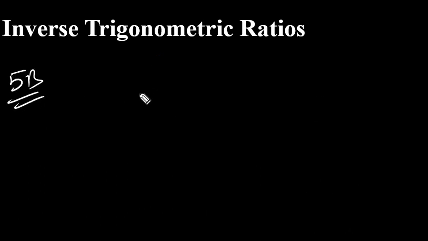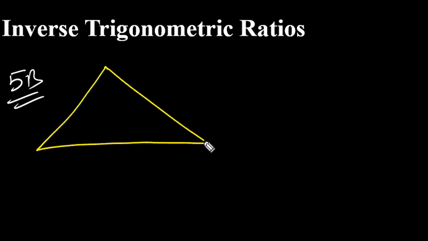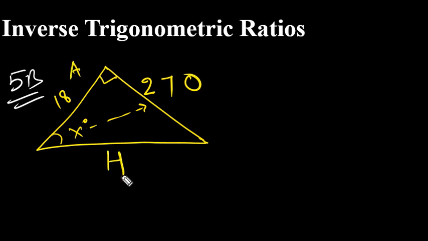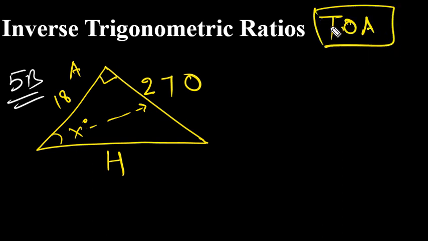Next question we have, this is your x degrees and this is 18, 27. Now how will I solve it? From this angle, this is your opposite, this is adjacent, and the longest side is hypotenuse, which I don't need this time. So O over A, or TOA, right? That's the trick.